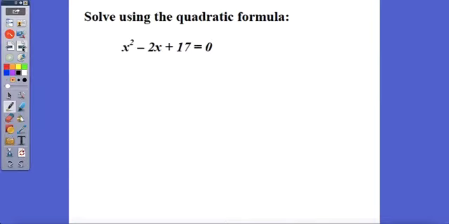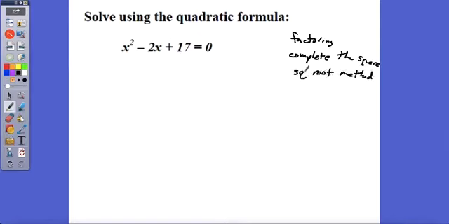All right, finally, solving using the quadratic formula. Remember, the quadratic formula is kind of like the last resort for solving a quadratic equation like this. Remember, we could solve by factoring. We could solve by completing the square. Solve using the square root method under certain conditions. Or we can solve by using the quadratic formula.